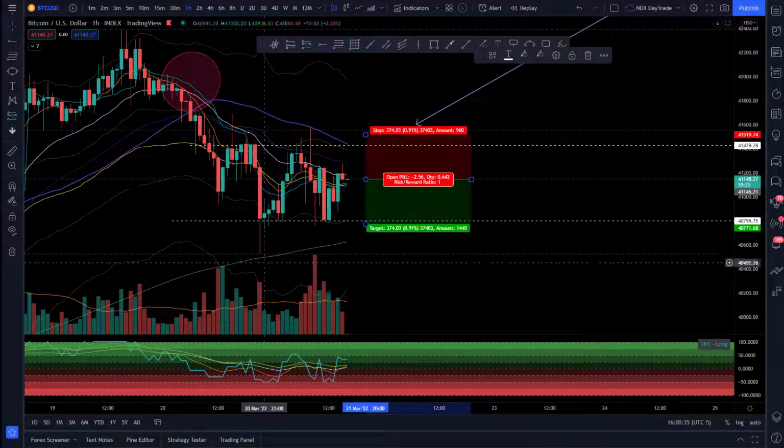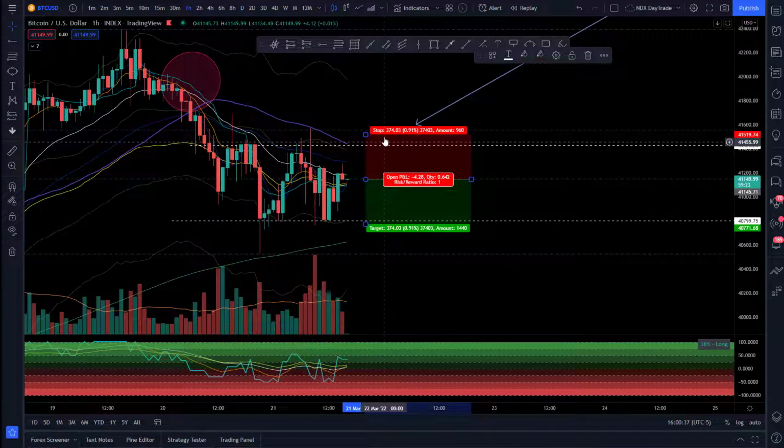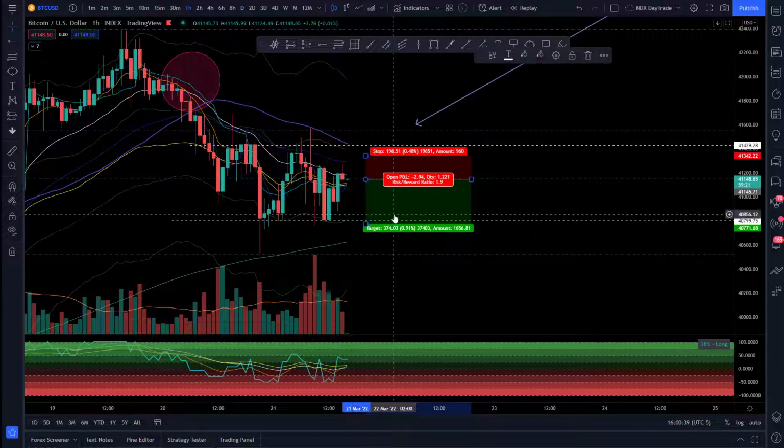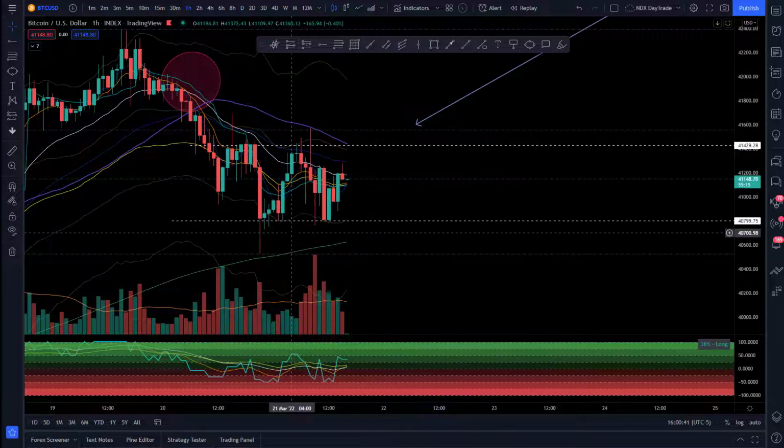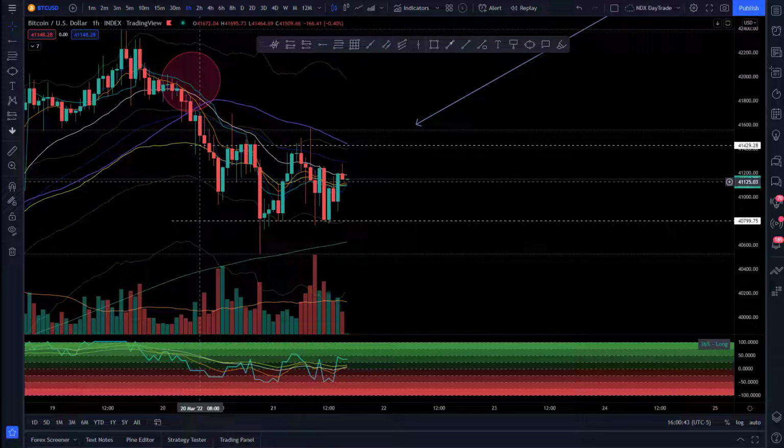I just can't stop myself. The aggressive trade would be to go short. But once again, it's 50-50. It's a no trade zone. Whenever you're in a range, it's a no trade zone.